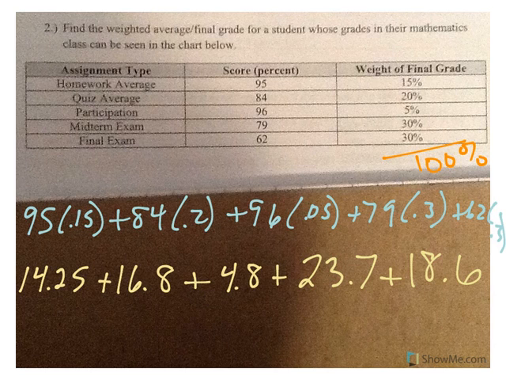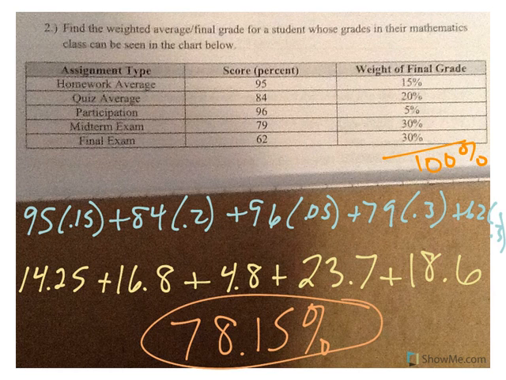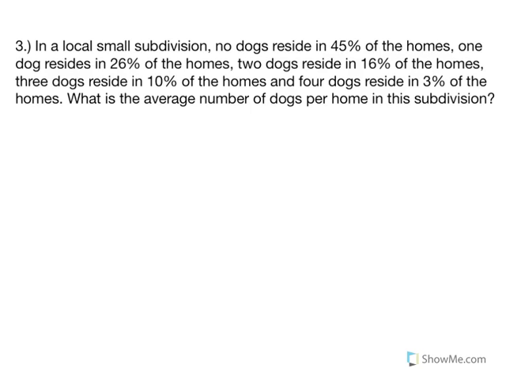So when I add all of these together, I will end up with an overall grade of 78.15%, which is a C. That final exam really hurts you there. You need a little bit higher on the final exam in order to get a B.